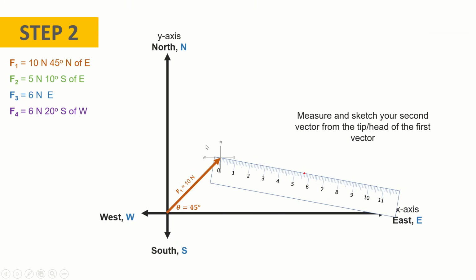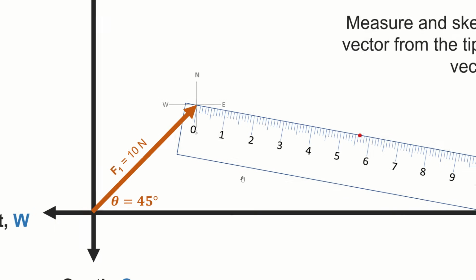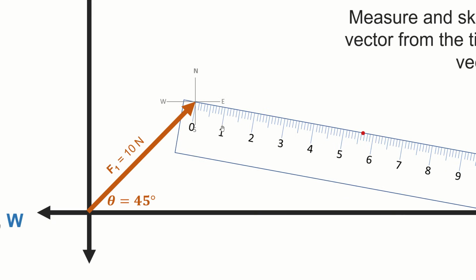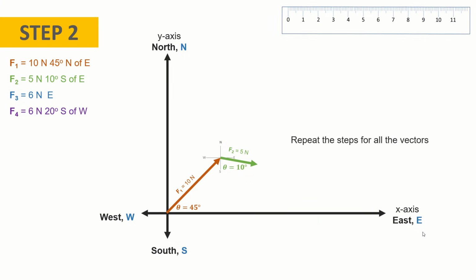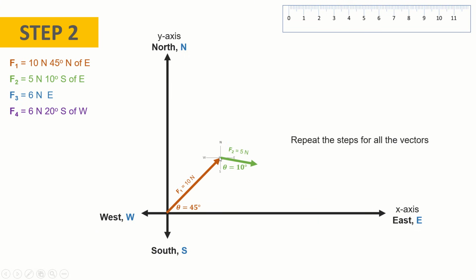Since we already marked the angle, let us now sketch a 5 newton force. Again, every half centimeter represents 1 newton. Therefore, this is 1 newton, 2, 3, 4, and 5. Our force vector number 2 ends here. So we draw it. That is our force vector number 2, which is 5 newtons, 10 degrees south of the east line.